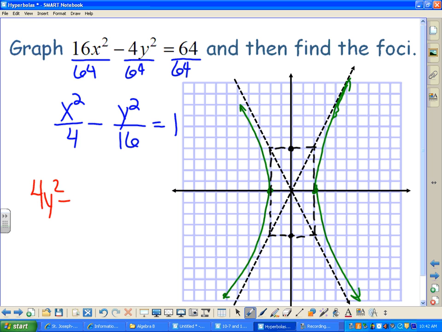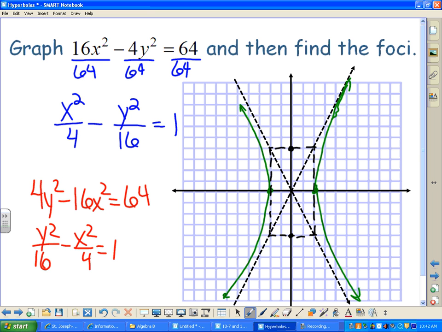Now, if I had just switched this around and made it 4y squared minus 16x squared is equal to 64, if I graphed this one and did all the same things, I'd divide by 64 again, wouldn't I? And I would get y squared over 16 minus x squared over 4 is equal to 1. Now, which way would this hyperbola open? Up and down, wouldn't it? Because the y squared is positive.